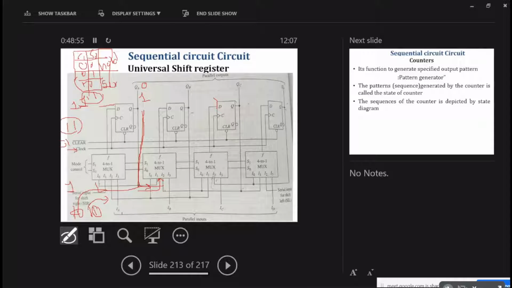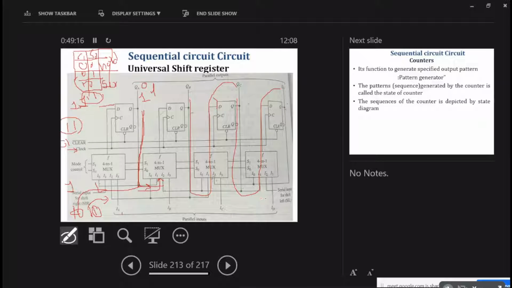In the fourth clock pulse, 1 we will get at this one. Whatever was previously at QA will get shifted to this. Whatever is at this QB will get shifted to this with the pin of I1. Whatever is at this will get shifted to here with this pin I1.